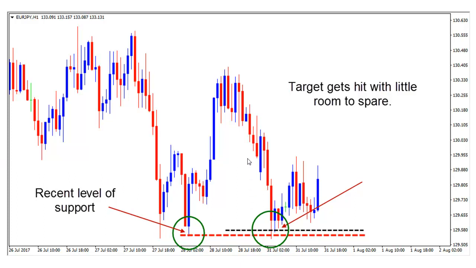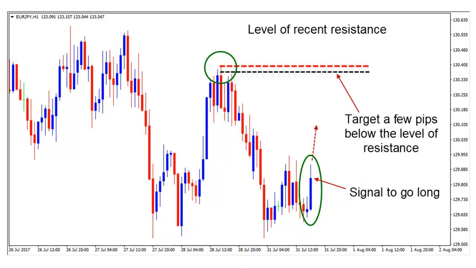Market is drawn to these levels, and they make really nice targets. So let's take a look at a buy trade when we target an area of resistance. So we've got a buy trade. This becomes our signal to go long. This here is the most recent area of resistance. We've identified it with this red line, but that's not exactly what we're going to target. We're going to target a little bit below it. We're going to target a few pips below the level of resistance because of that halo, because of that window that support and resistance can provide.